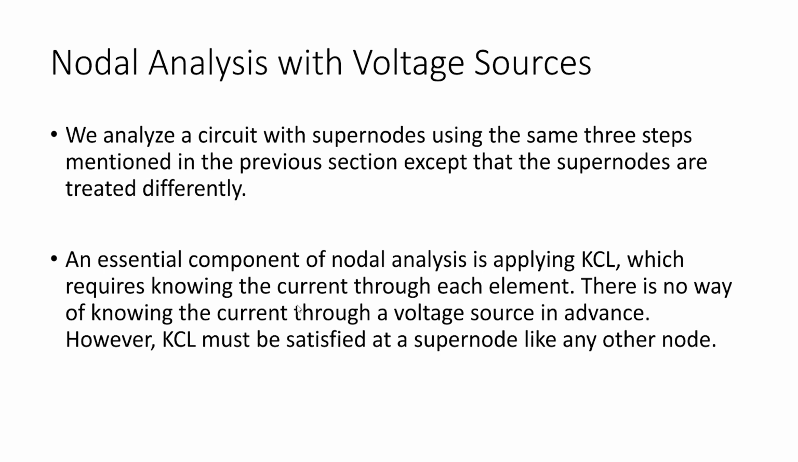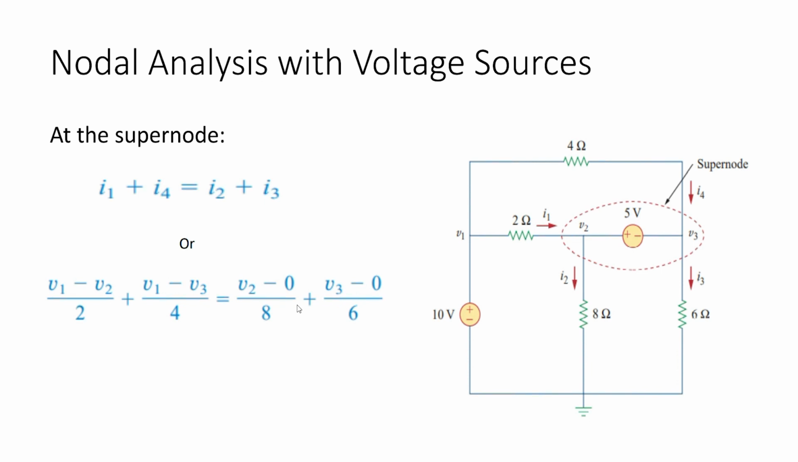An essential component of nodal analysis is applying KCL, which requires knowing the current through each element. There is no way of knowing the current through the voltage source in advance. However, KCL must still be satisfied at a supernode like any other node. So at the supernode, we know that two currents are entering the node and two currents are leaving the node. I1 and I4 are entering while I2 and I3 are leaving.